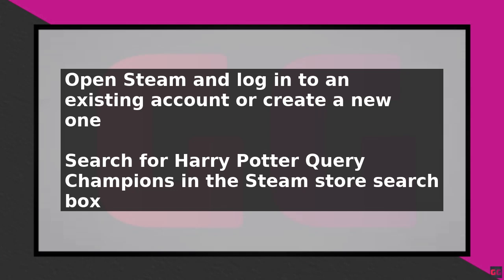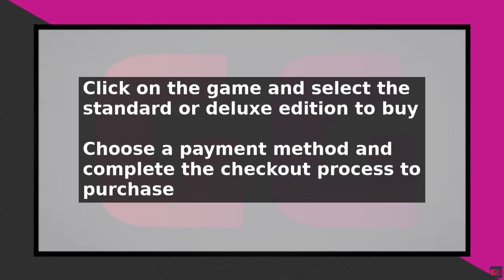Once Steam is installed, open the app and either log in to an existing account or create a new one. This will take you to the Steam store, where you can search for Harry Potter Quidditch Champions in the search box. Click on the game, and then scroll down to find the option to buy the game, either the standard or deluxe edition.